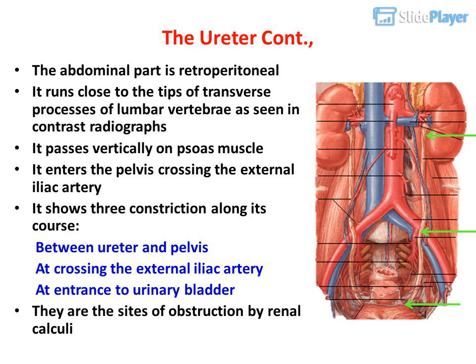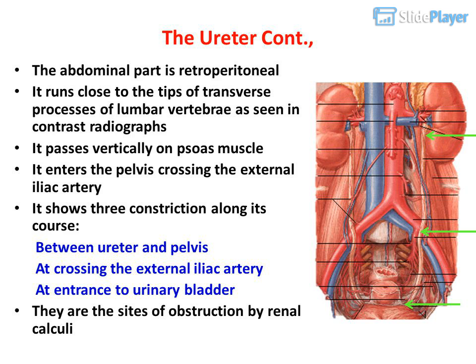The ureter: the abdominal part is retroperitoneal. It runs close to the tips of the transverse processes of the lumbar vertebrae, as seen in contrast radiographs. It passes vertically on the psoas muscle. It enters the pelvis crossing the external iliac artery.